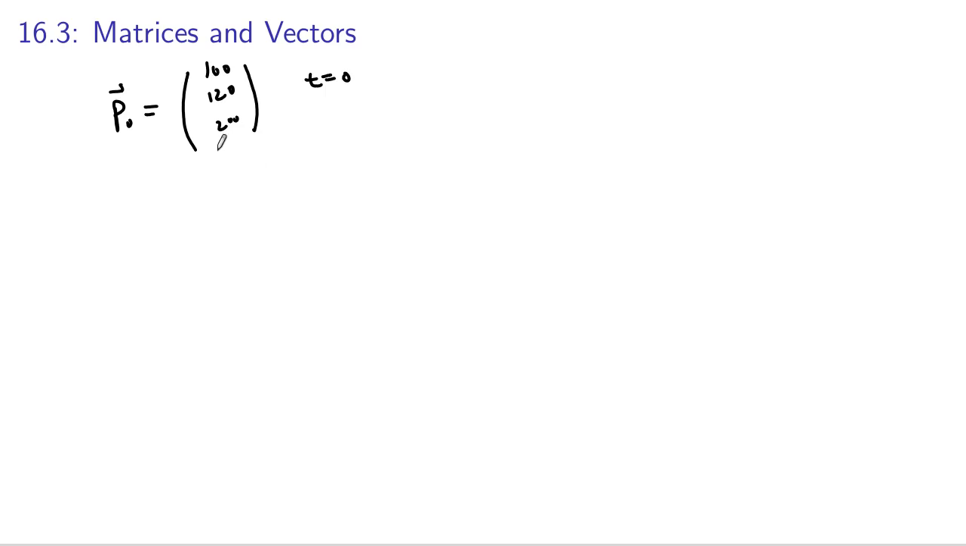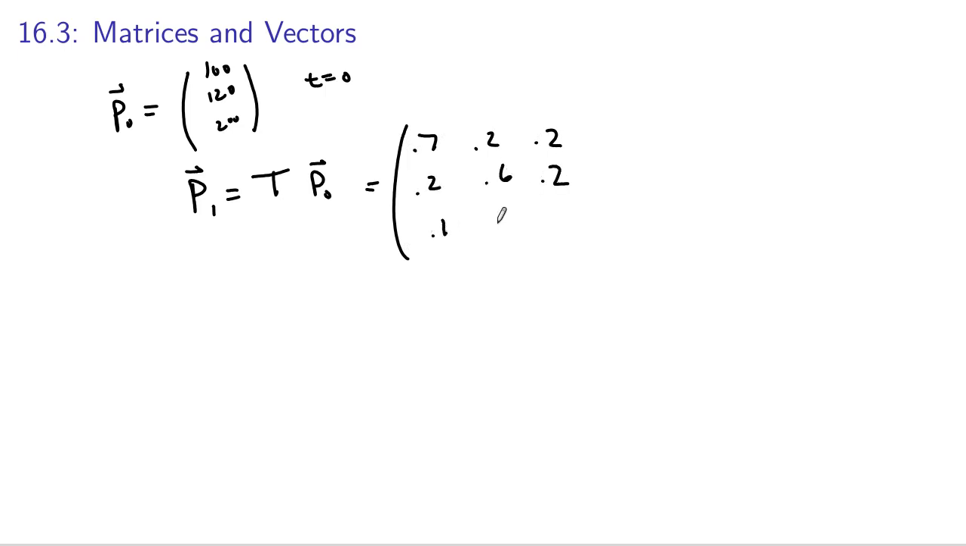Suppose a year has passed. Now the populations after a year equal this matrix T, which tells us how the animals transfer over time, times the animal distributions at P naught. We're told that this T matrix looks like this: 0.7, 0.2, 0.2, 0.2, 0.6, 0.2, 0.1, 0.2, 0.5. You'll notice all the columns add roughly to 1.